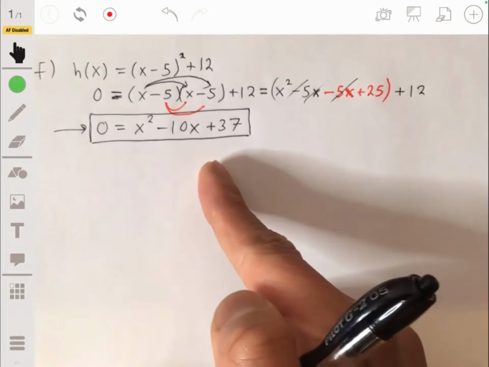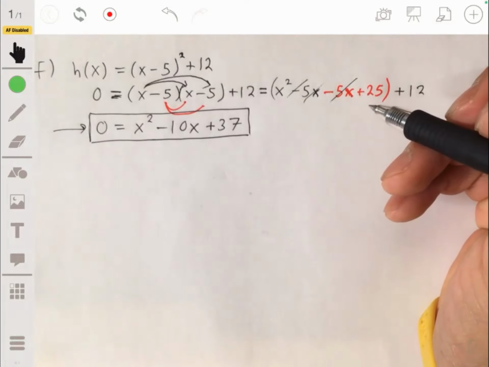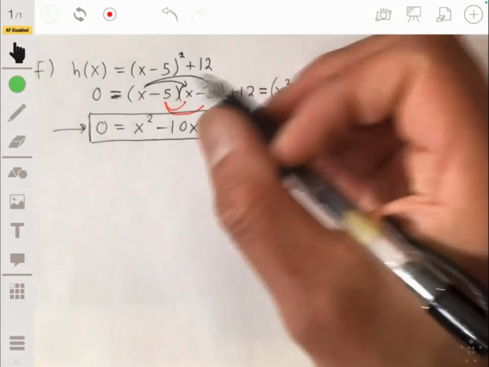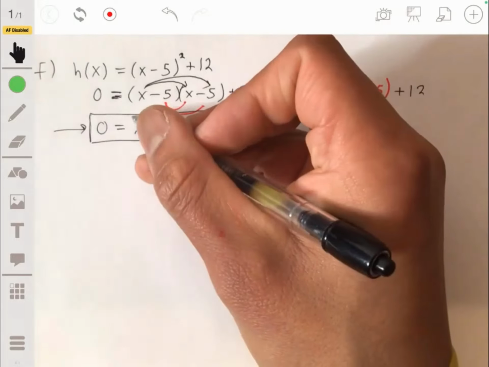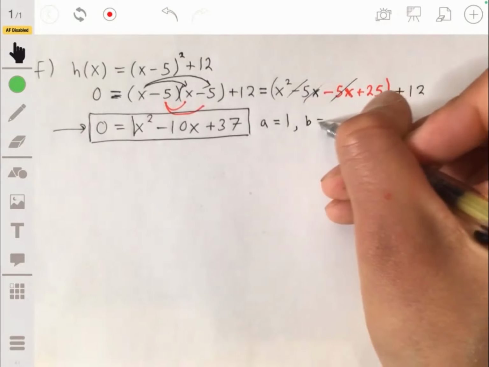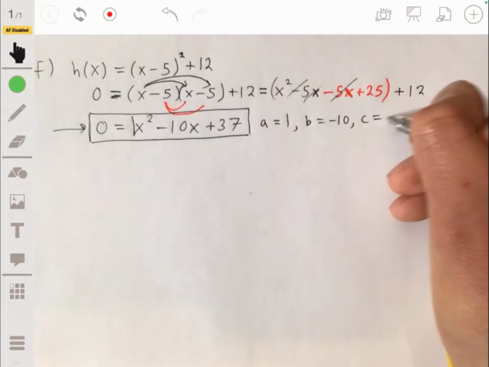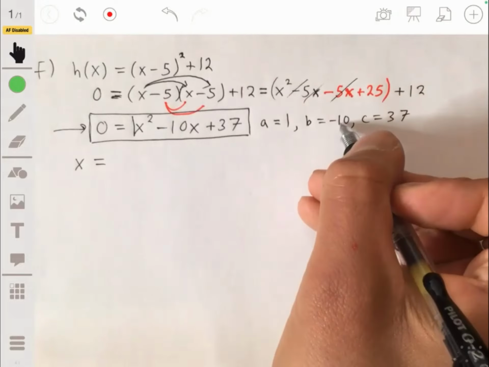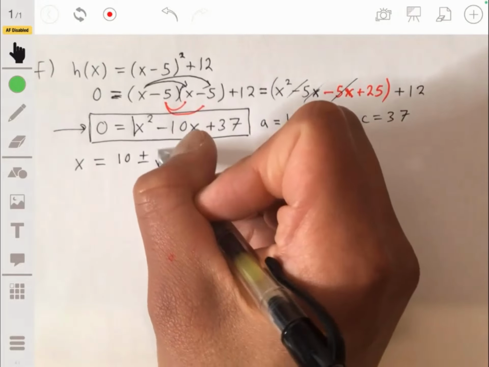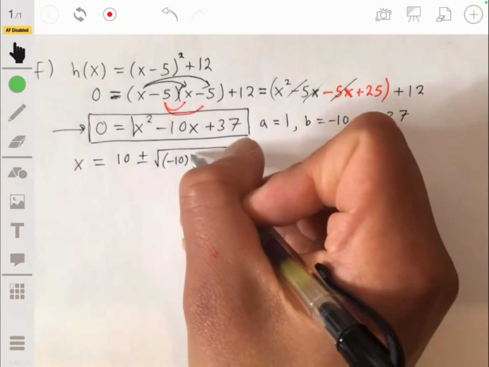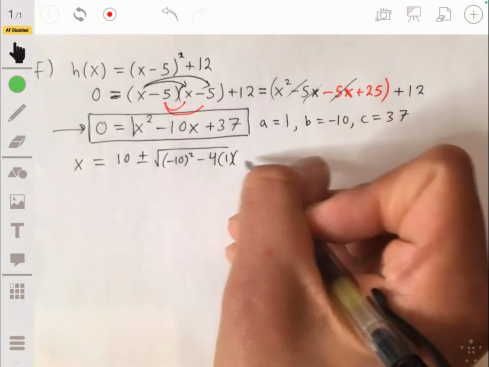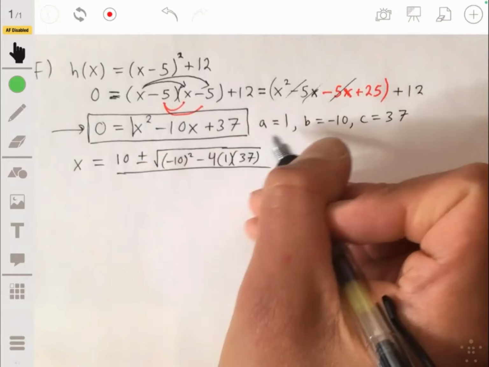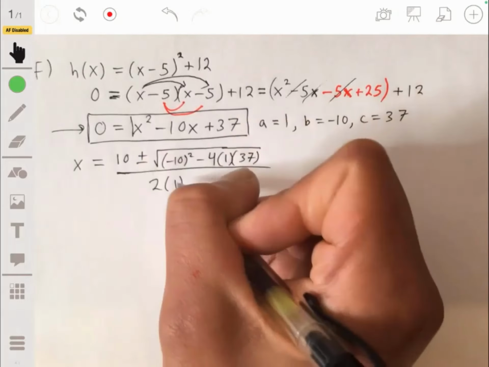So we're going to work with this and use the quadratic formula. So a will be equal to 1 because we have 1x squared. B will be equal to negative 10. And C will be equal to 37. So we're going to get x is equal to negative b, so positive 10 plus or minus the square root of b squared. So negative 10 squared minus 4 times a times c, all over 2a, so all over 2 times 1.